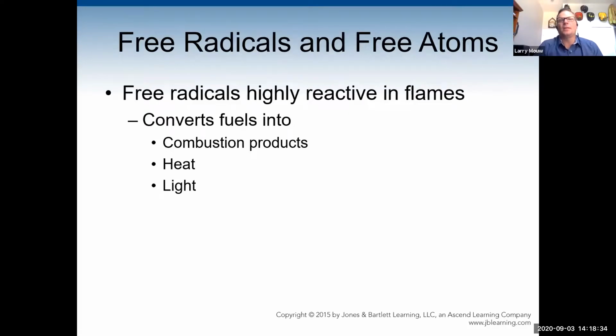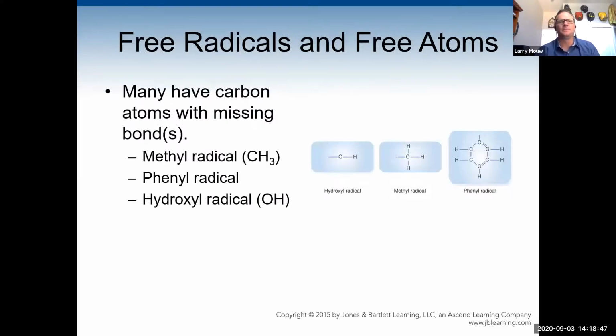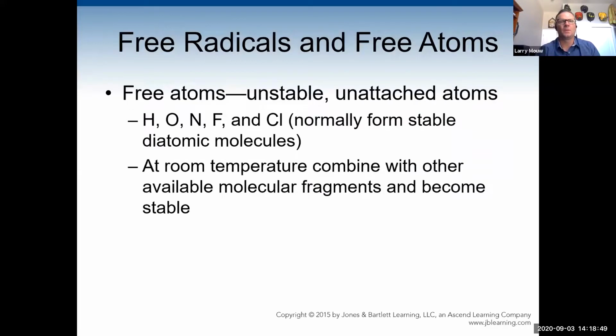Free radicals are highly reactive in flames. These are things that come off during the fire and combustion process, and it converts fuels into combustion products as well as heat and light. Free atoms are unstable, unattached atoms. They can include hydrogen, oxygen, nitrogen, fluorine, and chlorine, which normally form stable diatomic molecules.